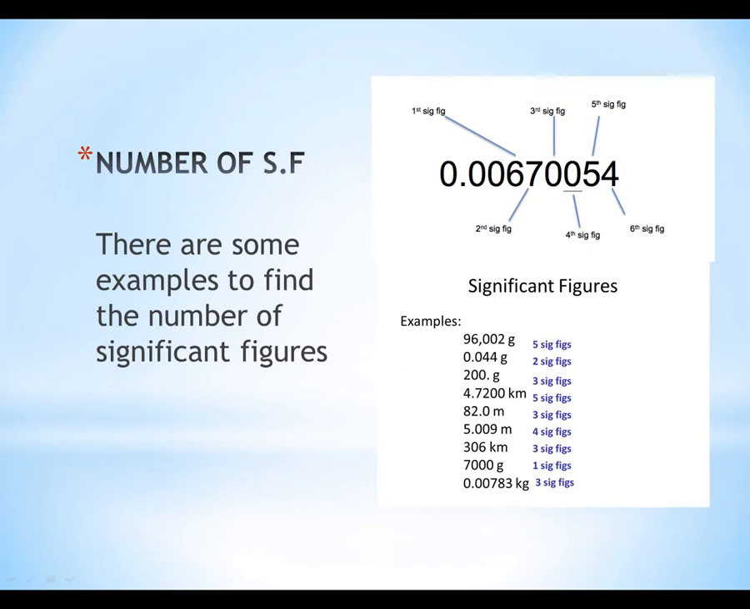Here are some examples. In example number 1, 96002, there are 5 significant figures because the non-zeros are significant and zeros between non-zeros are also significant, so all these numbers are significant. And here is an example as 0.044, and there are only 2 significant figures because in the decimal all the zeros before non-zeros are not significant. And in this number, this is a whole number and we are not sure about these two zeros, so we can say that here is 1, 2 or 3 significant figures.